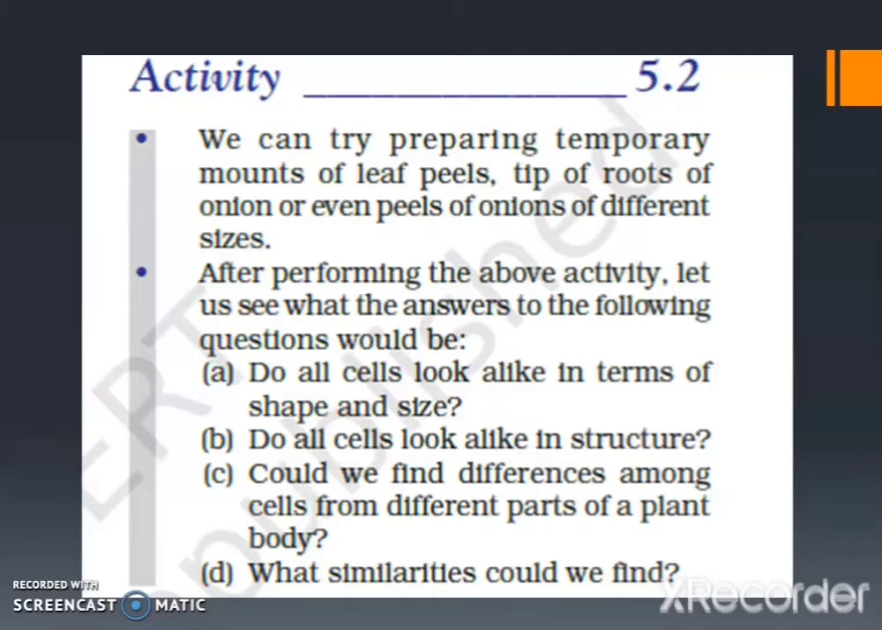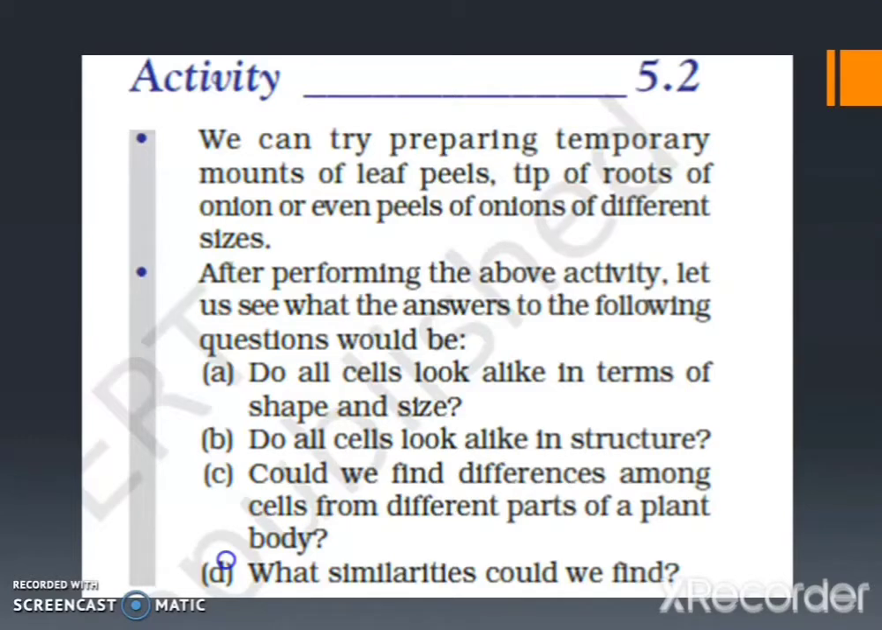Third one. Would we find differences among cells from different parts of the plant body? Yes, we will be able to observe the differences among the cells between the different parts of the plant body. If they take from the root portion or from the stem portion, we can easily understand it by viewing it under the microscope. It won't be the same, because everyone carries out a different function. So their cell structure, shape and size will also differ.